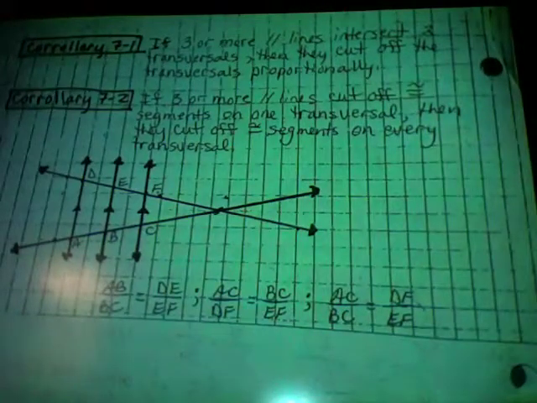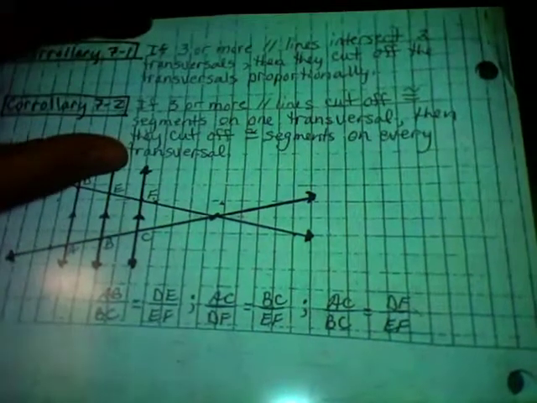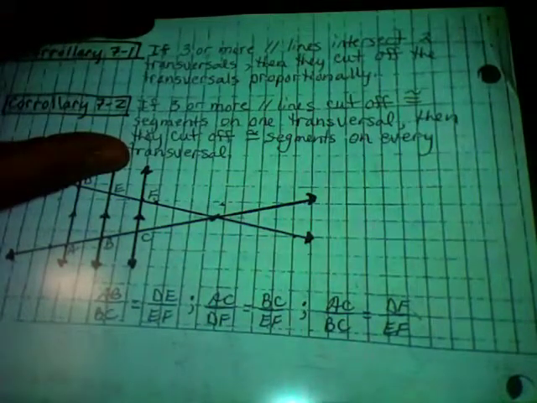So you can look at that. And then corollary 7.2 says if 3 or more parallel lines cut off congruent segments on one transversal, then they cut off congruent segments on every transversal, meaning going through those parallel lines. So these are essentially saying the same thing. Again, they're converses of each other.